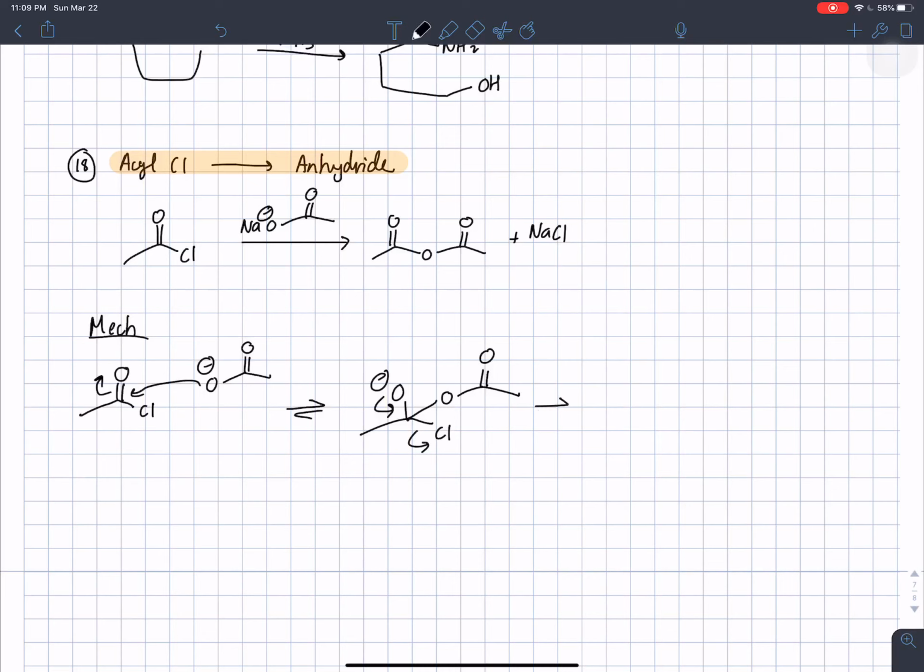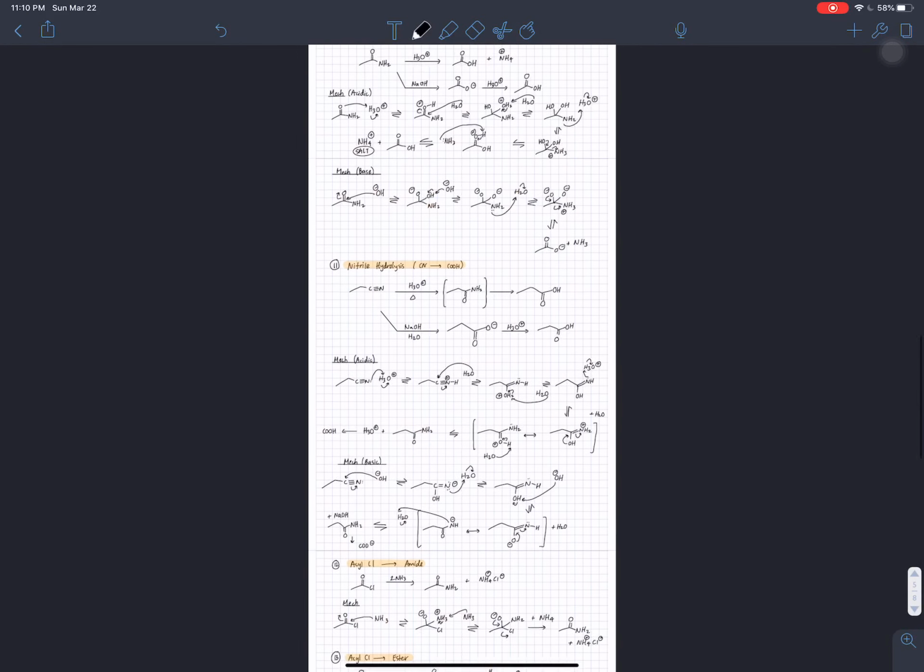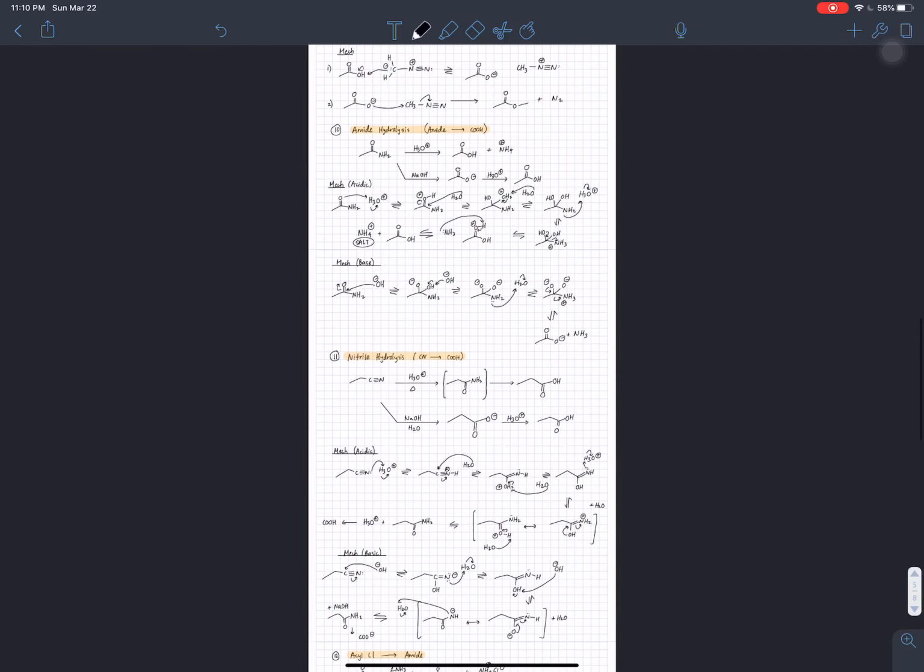Whenever a better leaving group leaves, this is not reversible. Hopefully I did not make a mistake with that anywhere else. Cl minus, like that. Chlorine's a better leaving group, so it's going to leave. Pretty straightforward. Okay, so that's all of them interconverting with each other, and how to turn carboxylic acids into them.